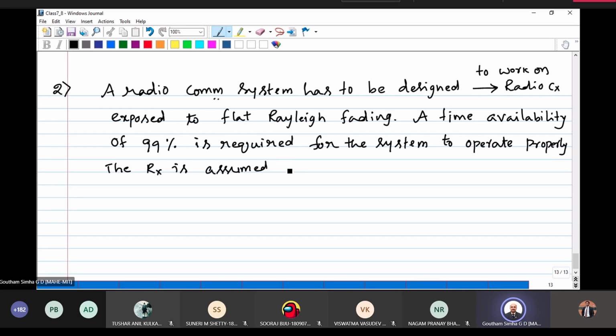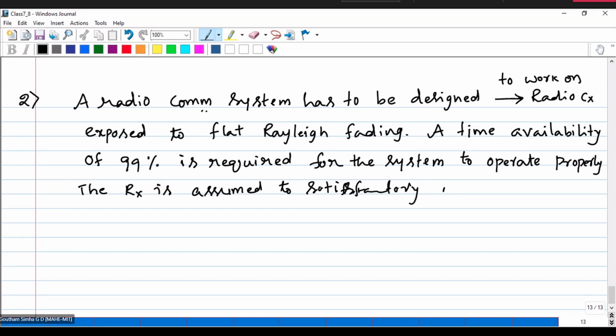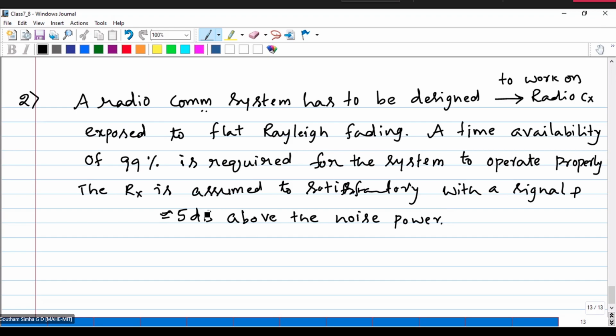to work satisfactorily with a signal power of approximately 5 dB above the noise power. Now, this you have to understand. Above the noise power, what are all the things to be calculated?